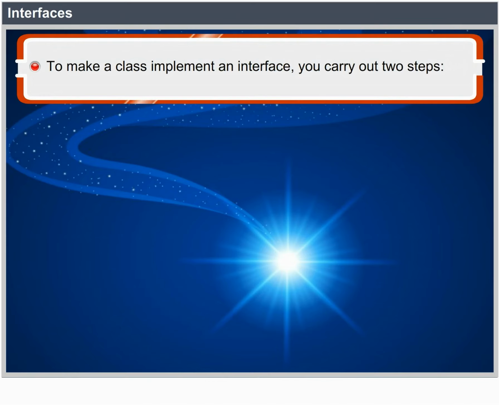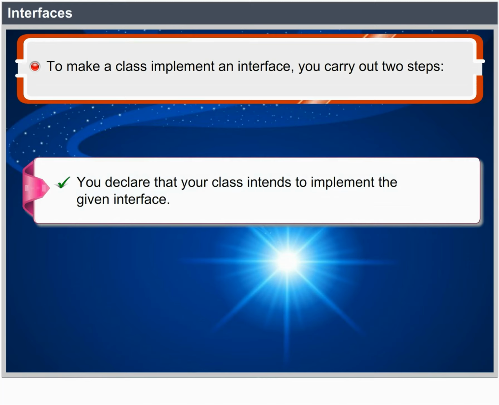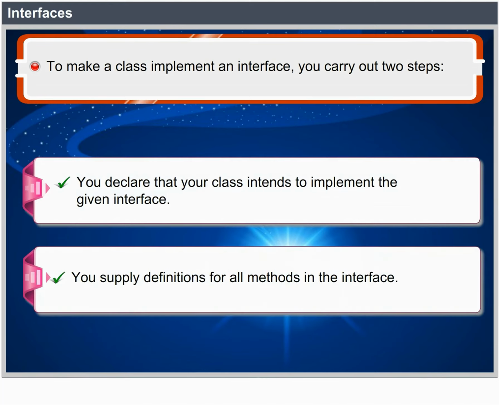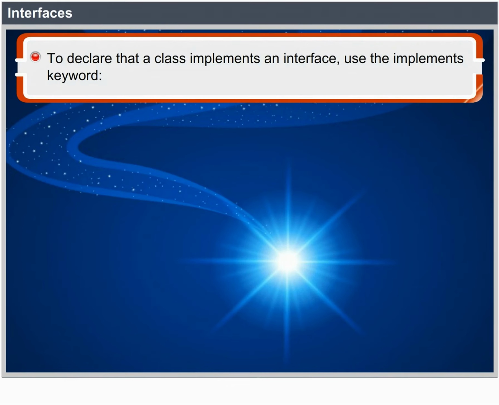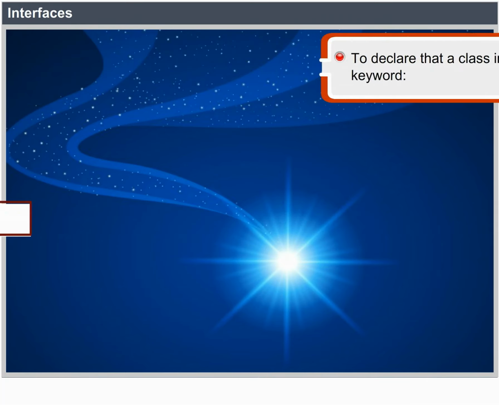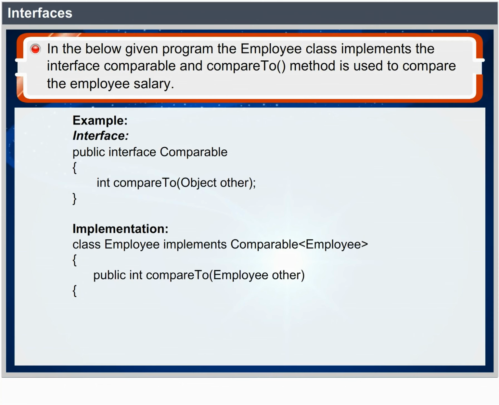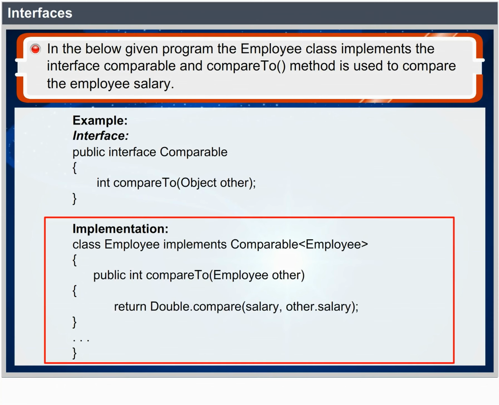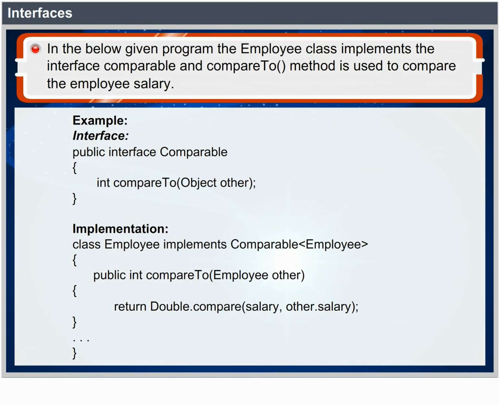To make a class implement an interface, you carry out two steps. You declare that your class intends to implement the given interface. You supply definitions for all methods in the interface. To declare that a class implements an interface, use the implements keyword. Class Employee implements Comparable. In the below given program, the Employee class implements the interface Comparable, and the compareTo method is used to compare the employee salary.